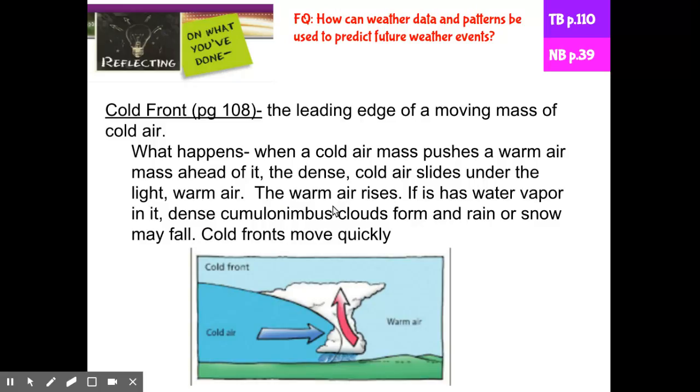A cold front is the leading edge of a moving mass of cold air. What happens in a cold front is when a cold air mass pushes a warm air mass ahead of it, the dense cold air slides under the light warm air. The warm air rises. If it has water vapor in it, dense cumulonimbus clouds form and rain or snow may fall. Cold fronts move quickly. As you can see in the diagram here, you have warm air, and the cold air is overtaking the warm air, which forces the warm air up. As that warm air goes up, it condenses, and that's where you get your big thunderstorms.